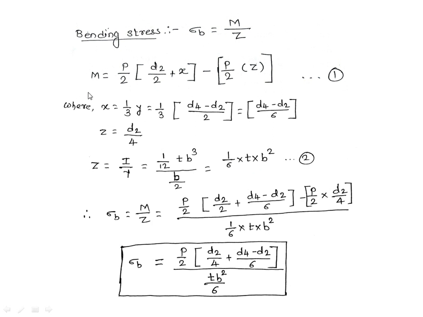Therefore, putting the value of bending moment and the value of capital Z in the equation of bending stress, sigma b is equal to M by Z, we get P by 2 into d2 by 2 plus d4 minus d2 divided by 6 minus P by 2 into d2 by 4, whole divided by 1 by 6 into t into b square. After simplifying this equation, we get sigma b is equal to P by 2 into d2 by 4 plus d4 minus d2 divided by 6, whole divided by t b square divided by 6. So this is about the strength equations of cotter.